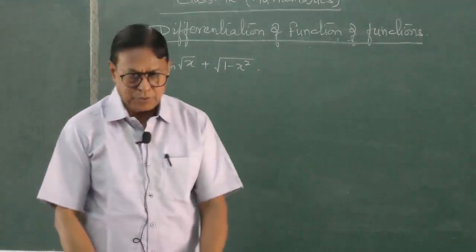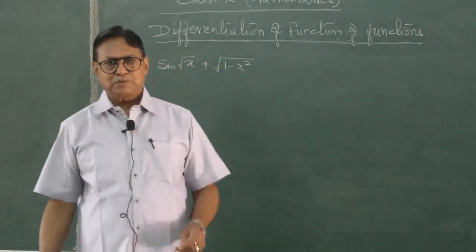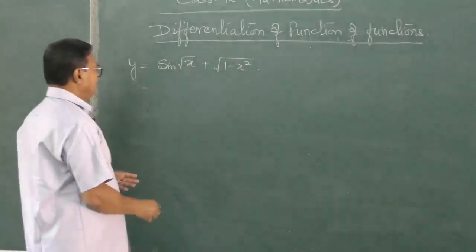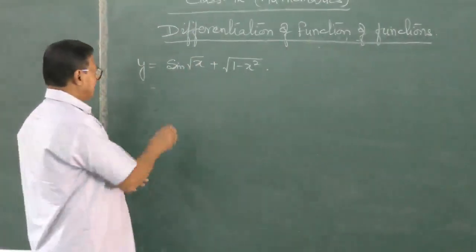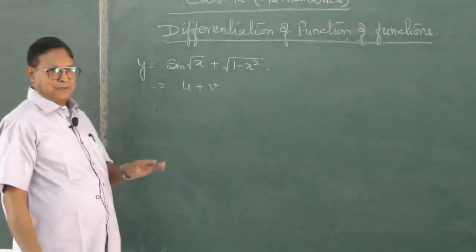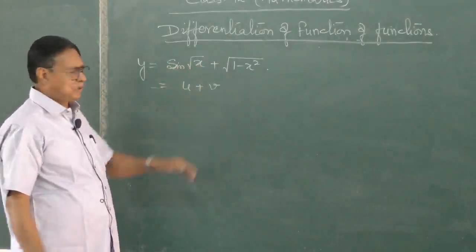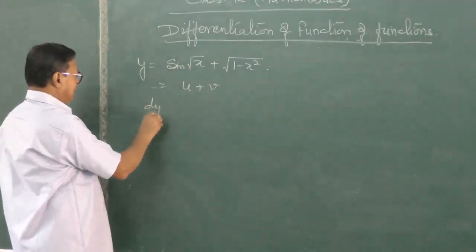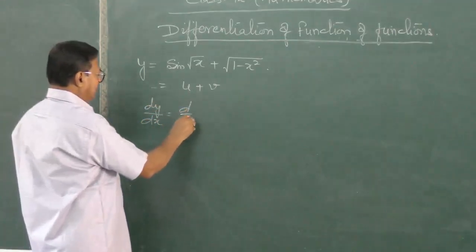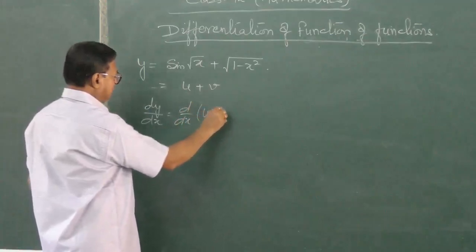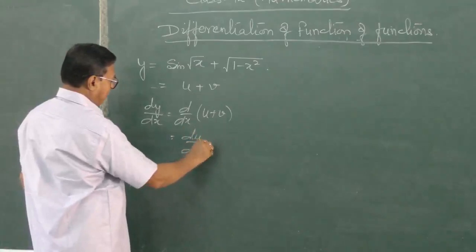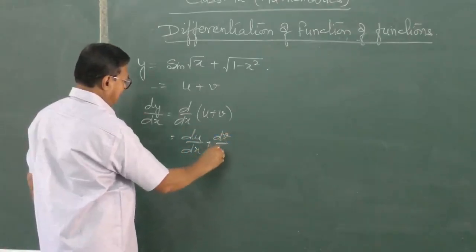Now this is sum of two terms. So sum of two terms will be the differential coefficient of the terms separately. So we can go by this. So let this be u plus v. So u is a function of x, v is a function of x. Dy by dx is differentiation of u plus v, is equal to du by dx plus dv by dx.